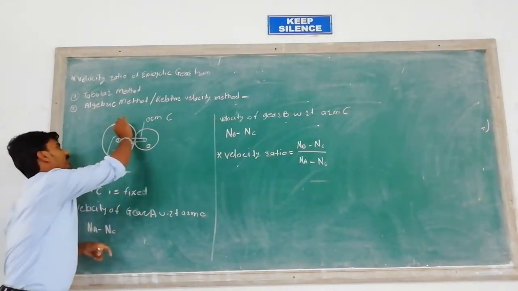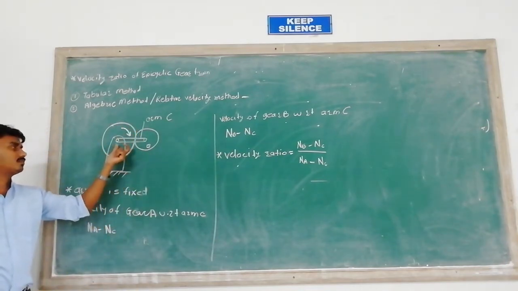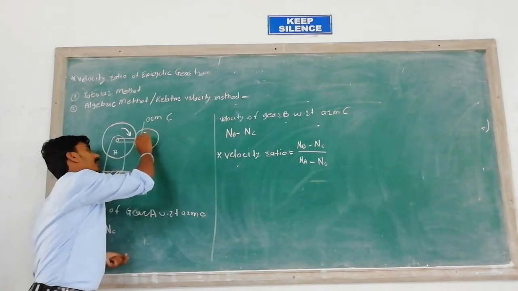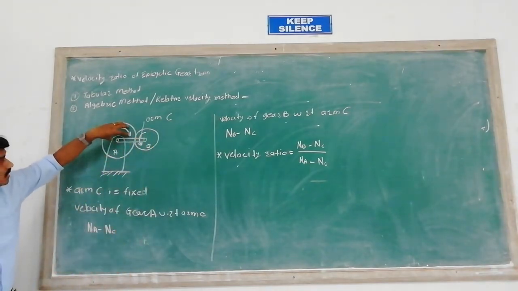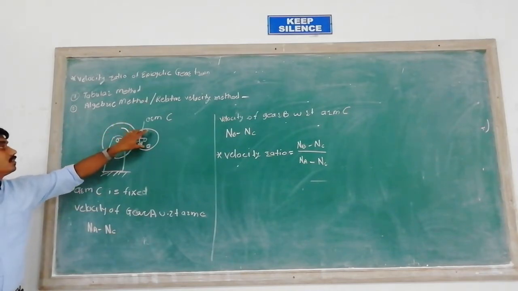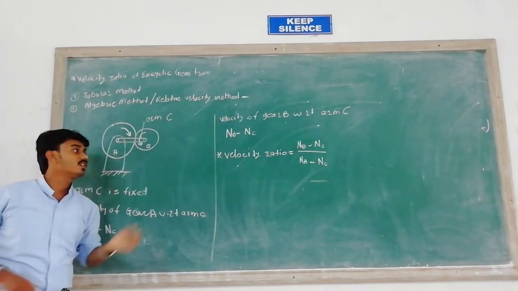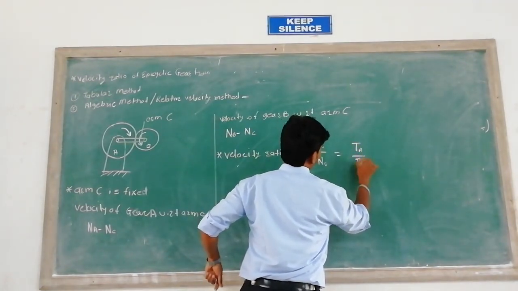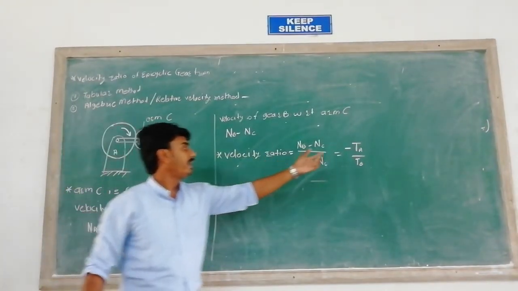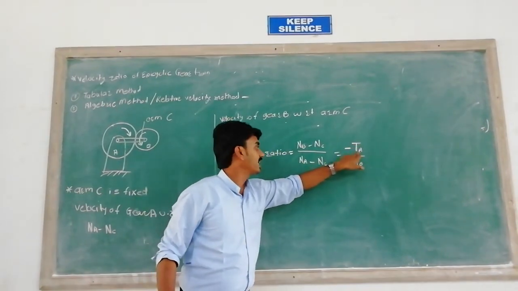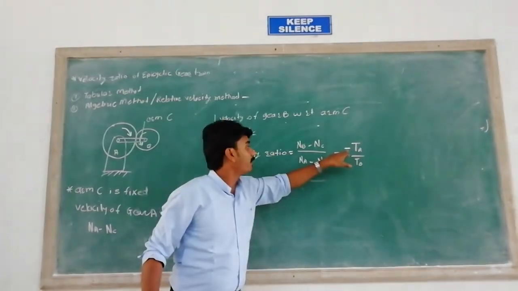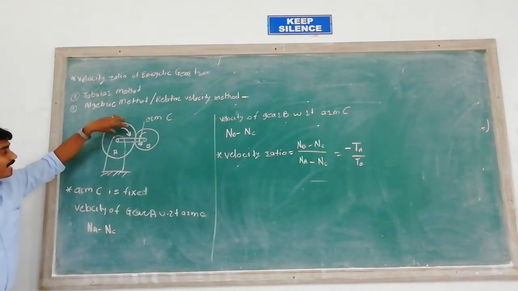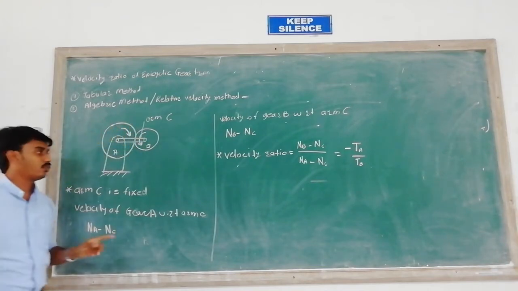Suppose gear A is rotating in a clockwise direction and arm C is fixed, then gear B will rotate in an anti-clockwise direction. Then the velocity ratio is equal to minus TA divided by TB, where TA is the number of teeth on gear A and TB is the number of teeth on gear B. The minus sign is there because the direction of rotation of gear B is opposite to that of gear A.